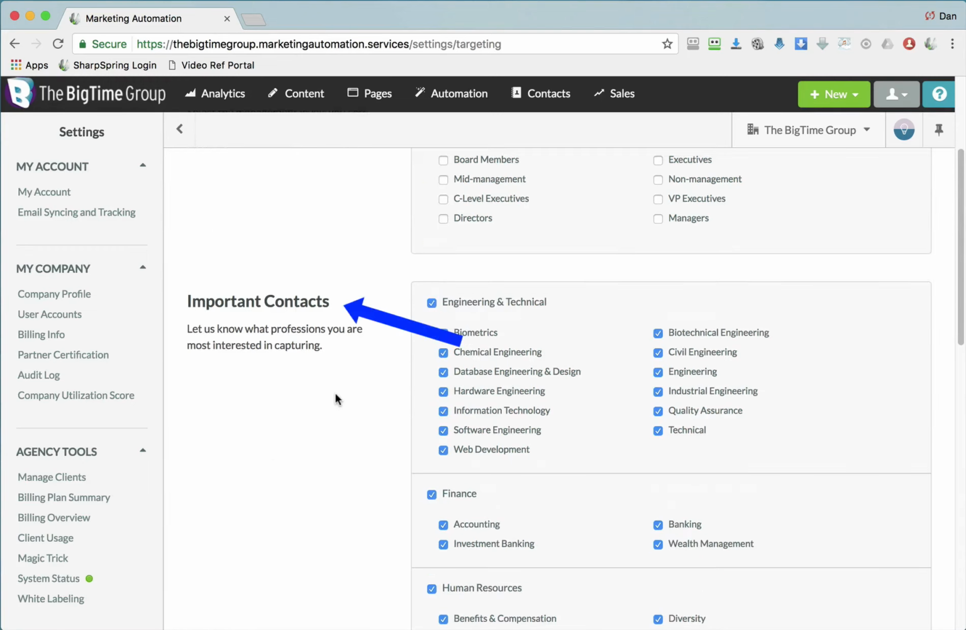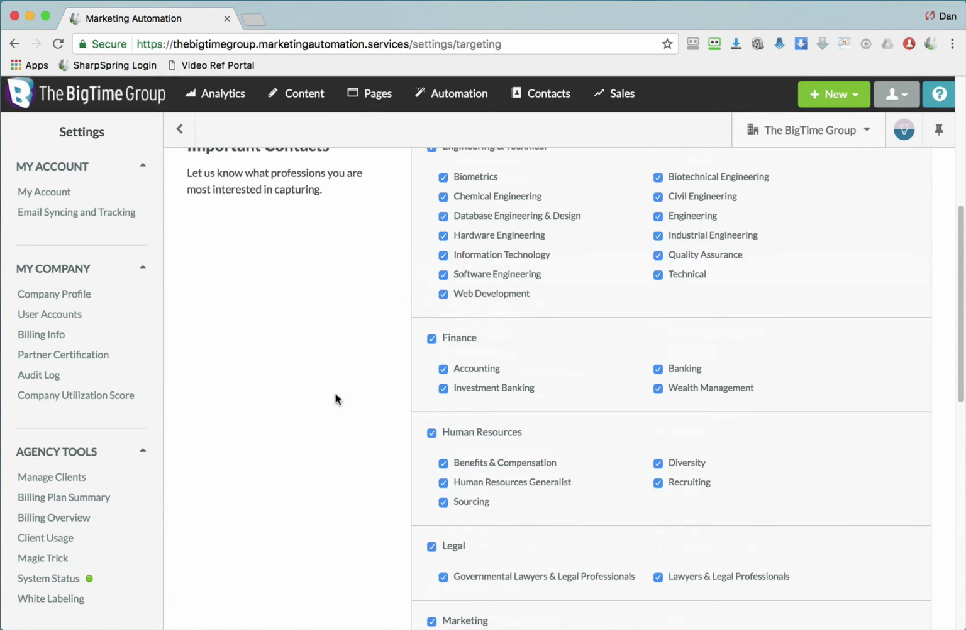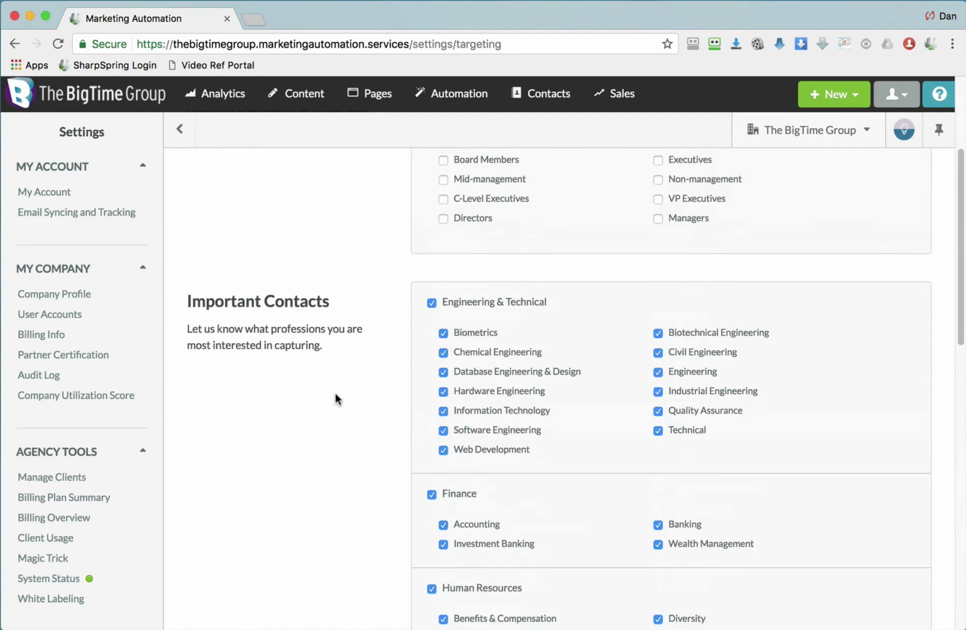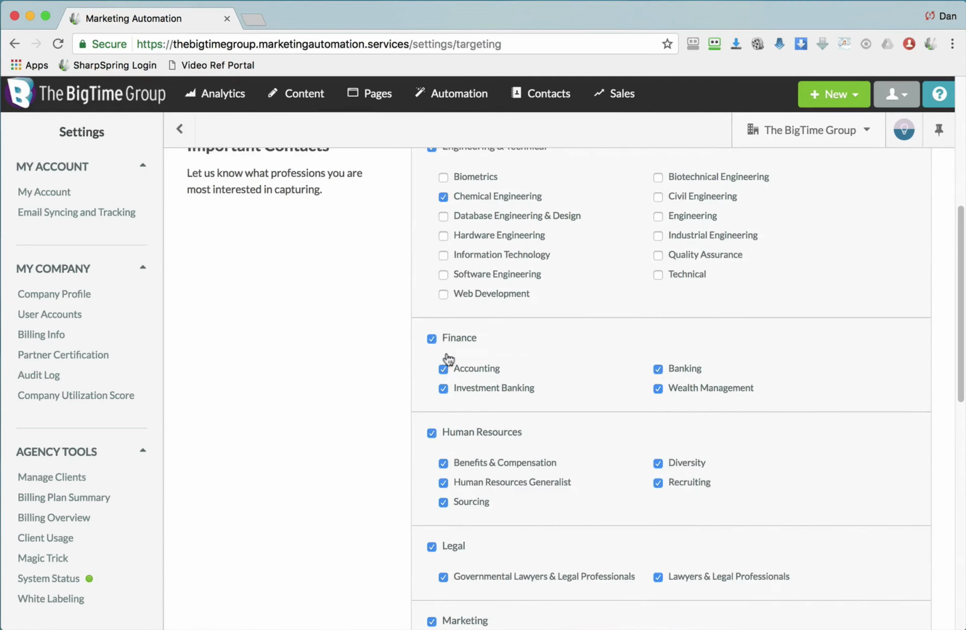Important contacts, same similar type of thing. This is more about the industry that you're trying to attract. Engineering, finance, human resources, legal, marketing. And in this, who in engineering do you want to reach? Software engineering, web development, maybe not those, but chemical engineering. And maybe finance and human resource isn't of interest to you at all.